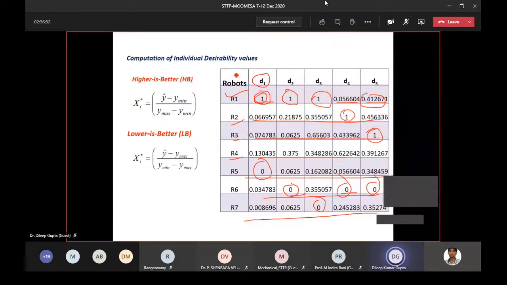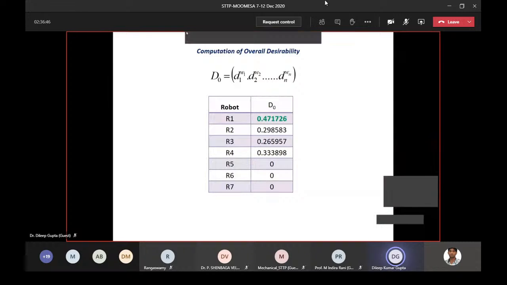D0 equal to D1 W1, D2 W2, D3 W3, like this, up to DN WN. Using this equation, you will find the value of overall desirability as maximum 0.741, then 0.29, 0.26 and 0.33, and these all values are 0. There is a possibility in this particular method when you are applying that maybe there are n number of 0 also.